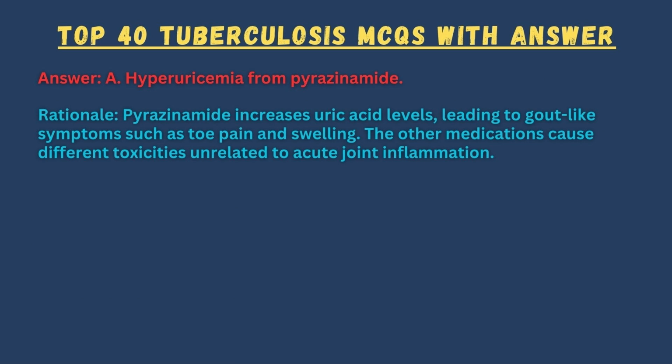Hyperuricemia from pyrazinamide. Rationale: pyrazinamide increases uric acid levels, leading to gout-like symptoms such as toe pain and swelling. The other medications cause different toxicities unrelated to acute joint inflammation.